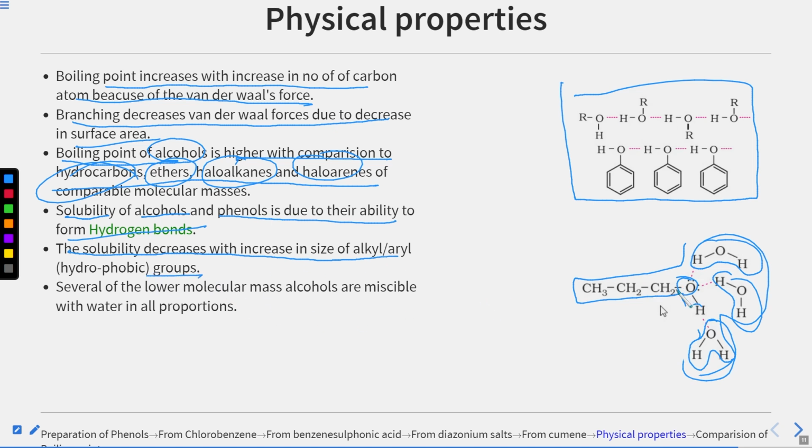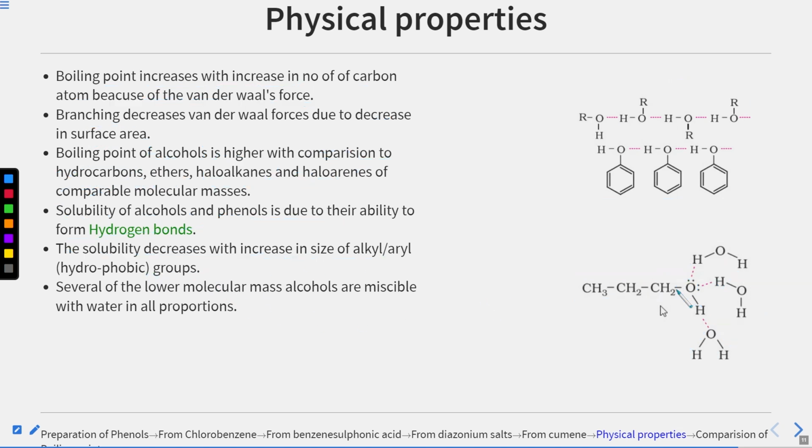Why is it so? If you increase this chain length, the solubility decreases. Now you know very well that this is introduced due to the polarity of this bond. But as we introduce this CH3 group, it will decrease the polarity of this OH bond, and hence the solubility will decrease. The solubility decreases with an increase of the alkyl or aryl group.